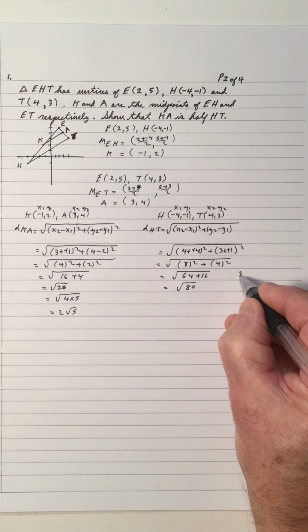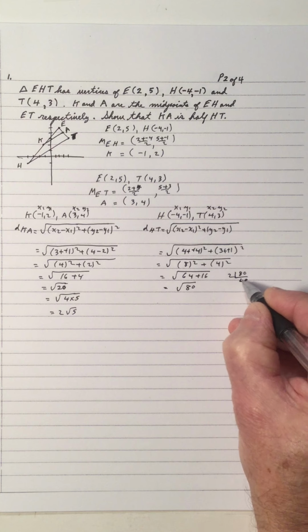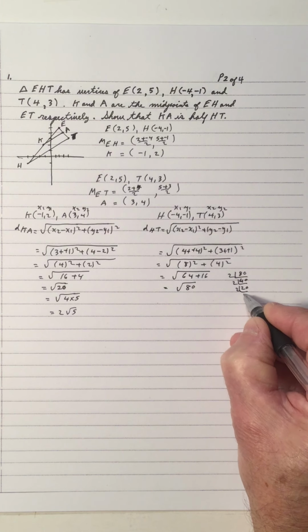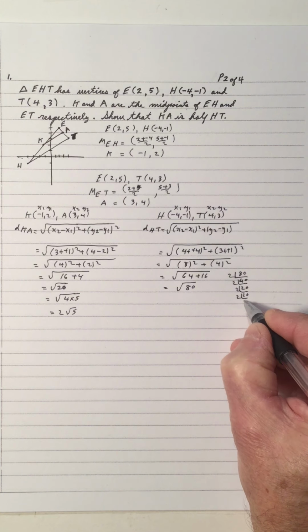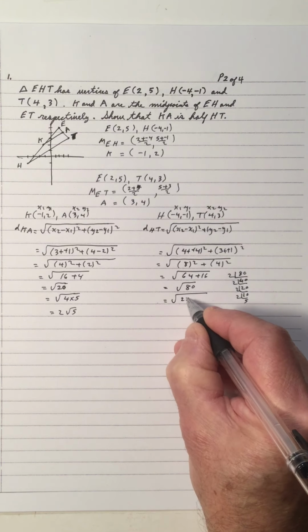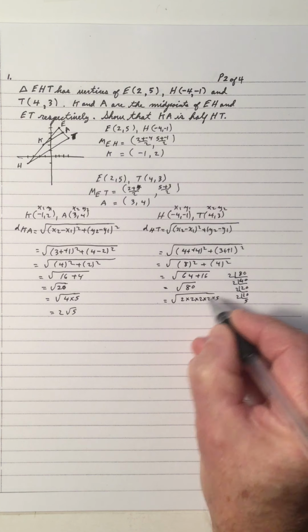We take 80 and divide by 2, we get 40. Divide by 2 again, we get 20. Divide by 2 again, we get 10. Divide by 2, we get a 5. So 80 is 2 times 2 times 2 times 2 times 5.